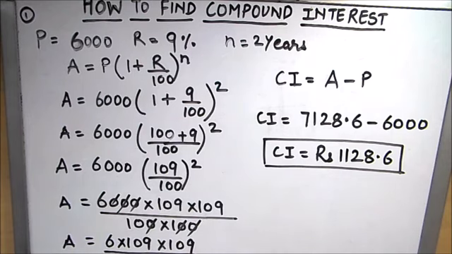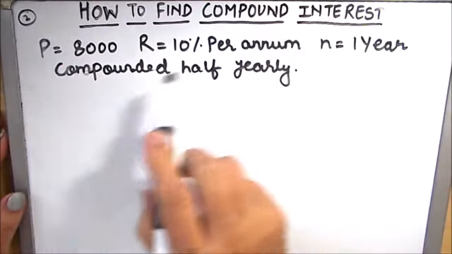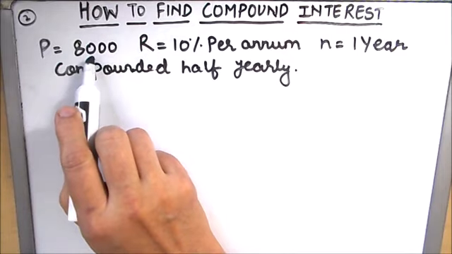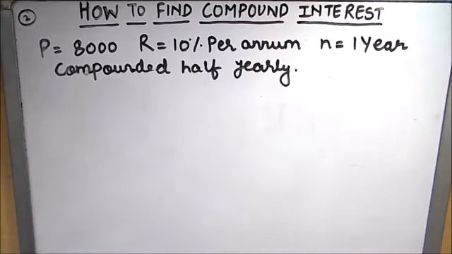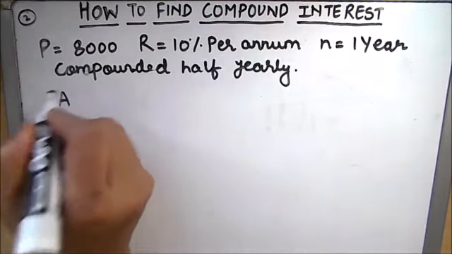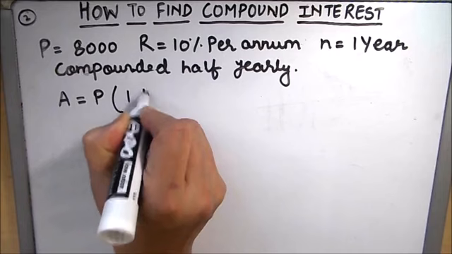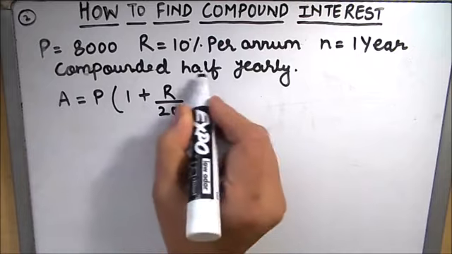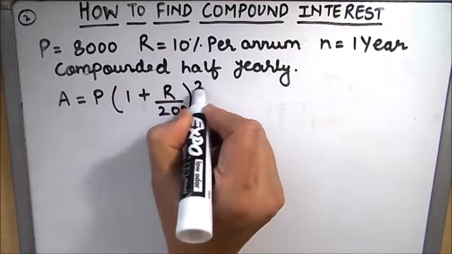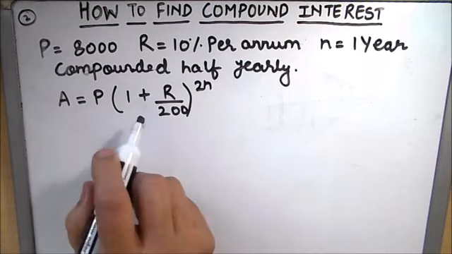Let's take one more example where the amount is compounded semi-annually or half yearly. This is our second example where we have to find the compound interest when the principal of 8,000 rupees at a rate of 10% per annum and for 1 year is compounded half yearly. So let's use our formula which we have discussed earlier. Amount will become A is equal to P times (1 plus R over 200), 200 because it is compounded half yearly, raised to power 2n.